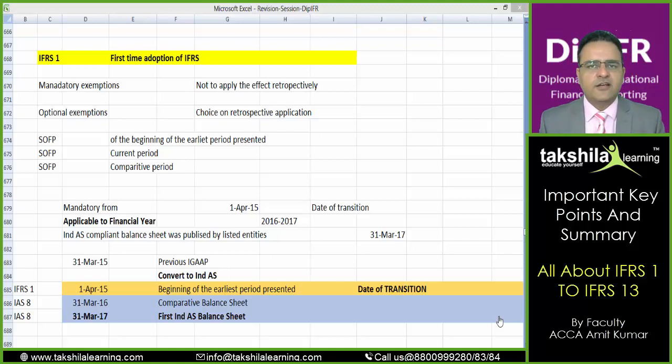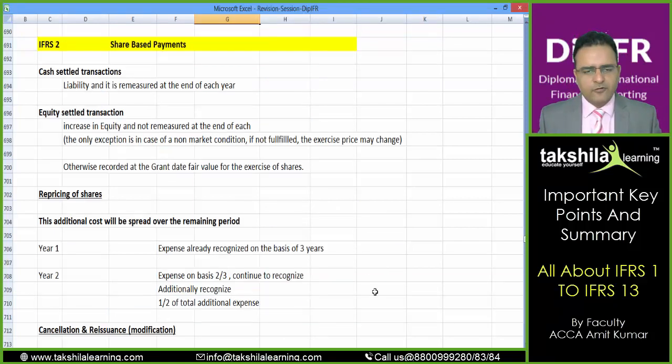Now we will move on to discuss IFRS 2 share-based payments. IFRS 2 is a standard dealing with what happens if we do not pay our employees and vendors in cash, but we pay them in the form of share-based payments.